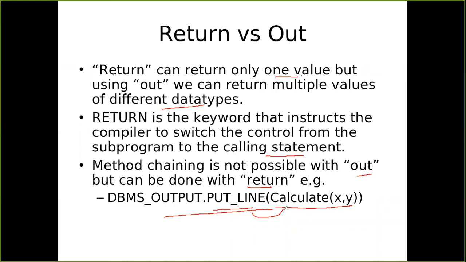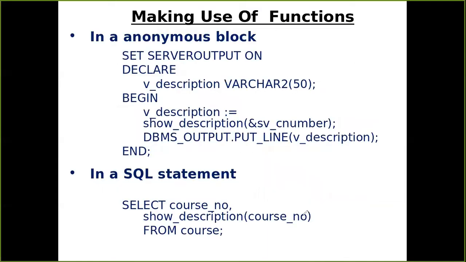Method chaining is not possible if you are using an out variable. Otherwise, if you are using a return value, then you can perform method chaining. These are some pros and cons according to which you can decide whether to use a return statement or an out statement. If you have to perform method chaining, then you have to opt for the return statement. Otherwise, if you want to return multiple values with different data types, then you can use an out variable for returning the values.